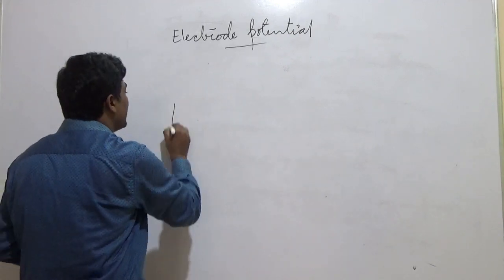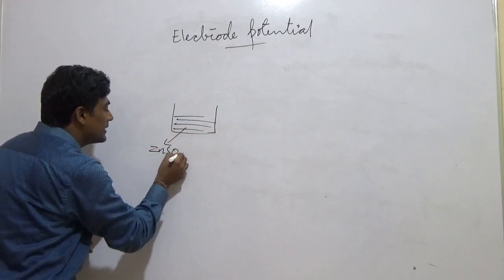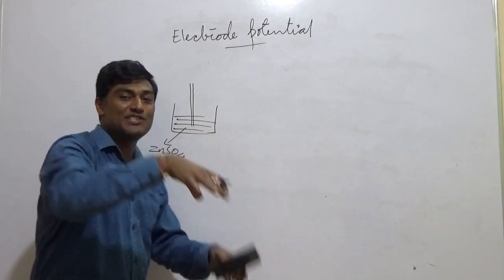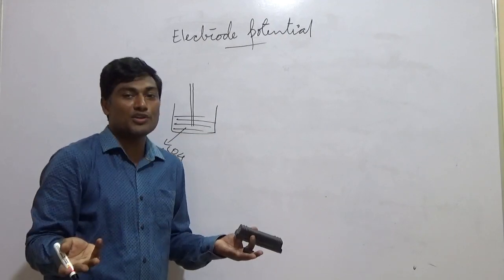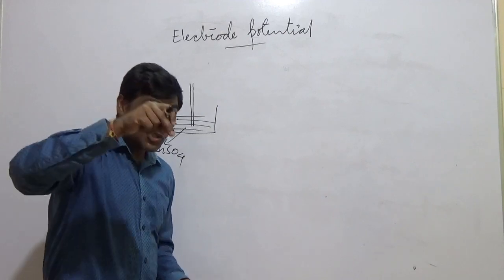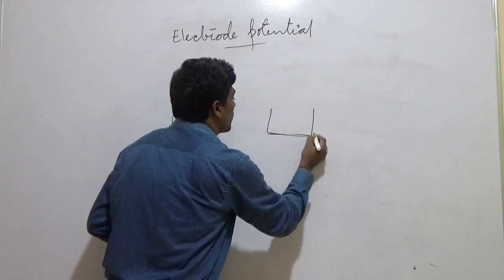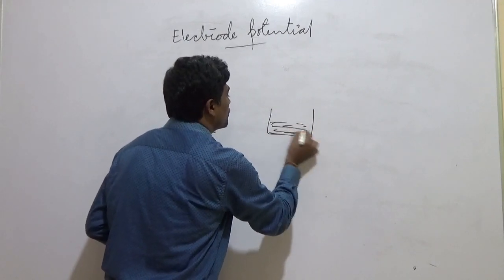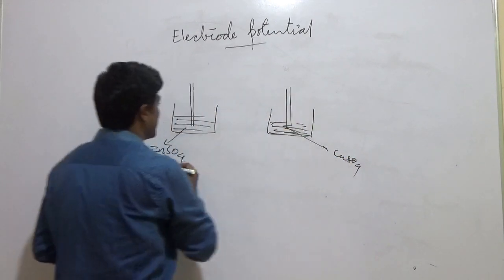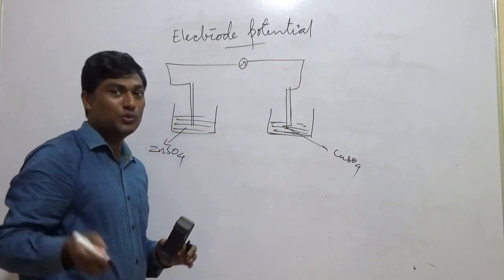If I take only one vessel containing zinc sulfate, and one zinc electrode is dipped in it, there will be no production of electricity. There is no production of electrons. Electrons are only produced when it is connected to another half cell. Once again I am showing you copper sulfate in which a copper electrode is dipped, and both of them are joined through a voltmeter. Once again I am showing you the cell.